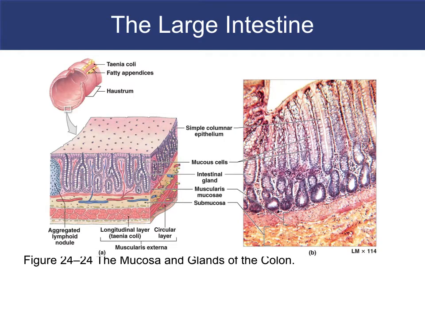Once again, this diagram describes this business of the tinea coli. So the longitudinal layer is here, and then the circular layer. That doesn't look right, because it's the longitudinal layer that becomes the tinea. I think they've mislabeled that right there. Anyway, this is the circular layer right here that goes around and around the colon, which is what they're illustrating there, but I don't know. There's what it looks like.